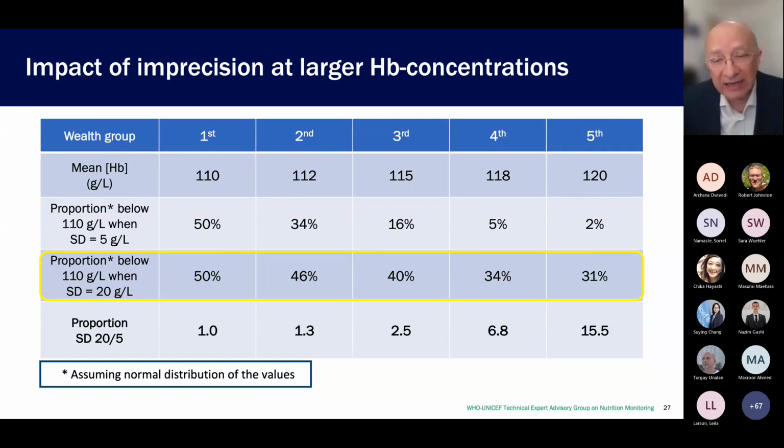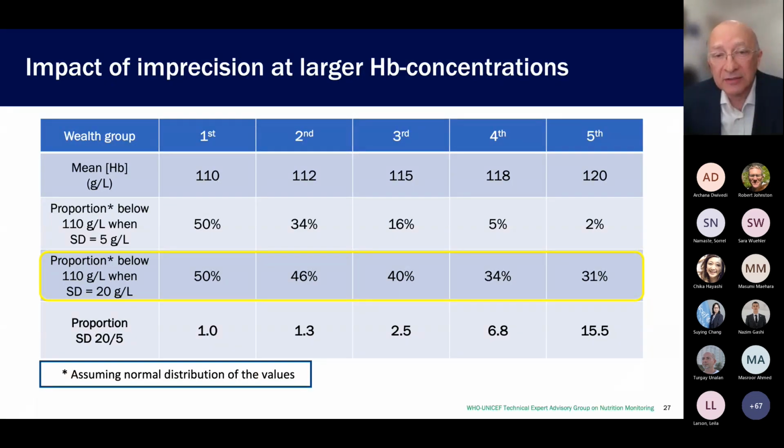In this case, it's a theoretical approximation, but it's to show you what the problem of the variation is. Here, I am assuming there are 5 quintiles of wealth groups, and in each wealth group, the concentration of hemoglobin is increasing from 110 to 120 grams per liter. If the standard deviation is 5 grams per liter in the methodology, the estimated prevalence of anemia using 110 grams per liter as the threshold goes from 50% to 2%. This is a method with a good resolution to identify the prevalence of anemia.